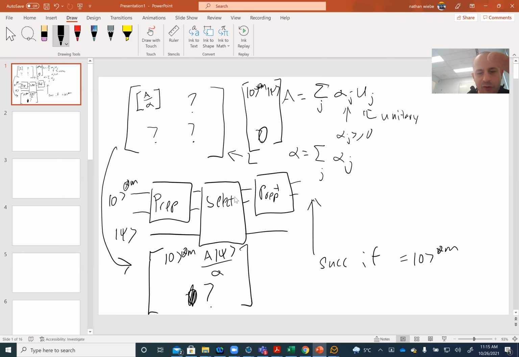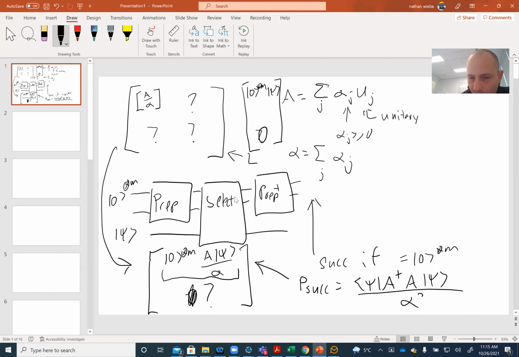Furthermore, it's actually easy to see that the probability of success of getting this is this amplitude squared, which is just psi A dagger A psi over alpha squared. So this is one of the reasons why, when we're using these techniques, alpha is so vitally important, because as alpha grows and grows and grows, the probability of success can shrink to next to nothing. But that isn't the only problem.